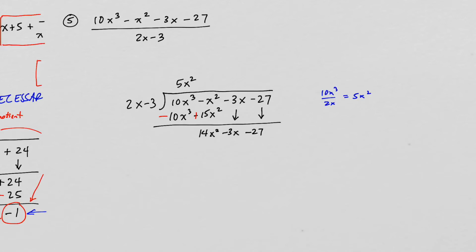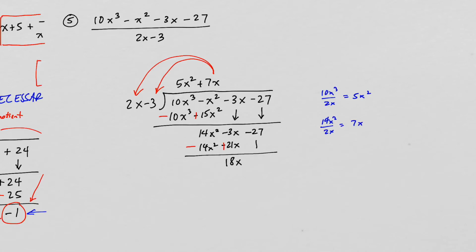And then you repeat the process. So we're going to divide 14x squared by 2x. And when you do that, you get 7x. And so next we have positive 7x. And then multiplying 7x times 2x is 14x squared. And 7x times -3 is -21x. And once again, you have to change the signs. Combine like terms, and then bring down what's left over there. And you keep going until you can't go anymore.